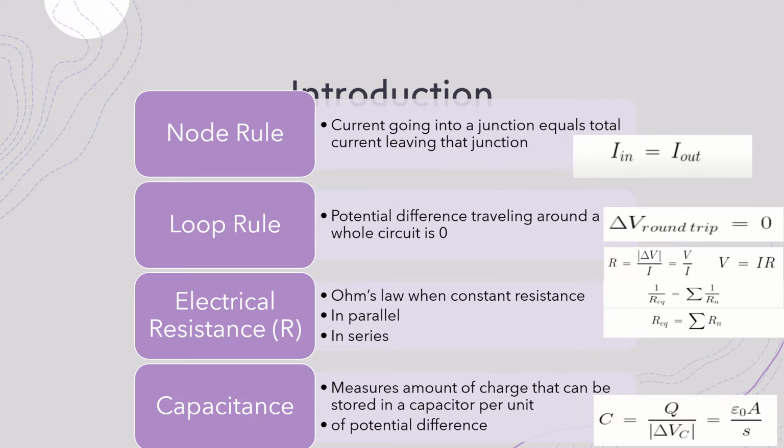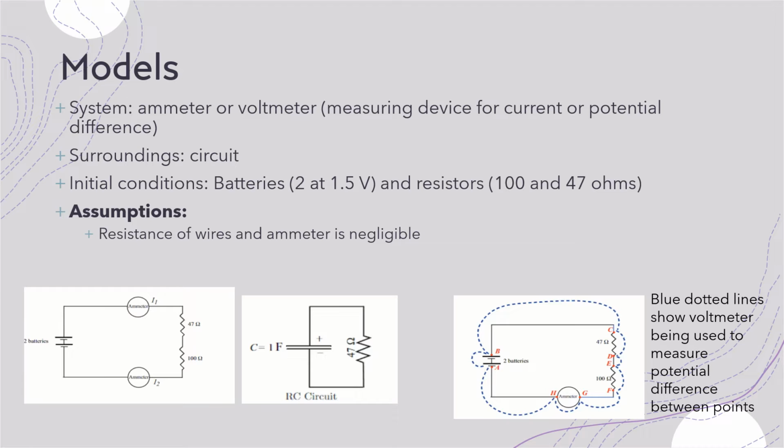Our node rule is that the current going into a junction equals total current leaving that junction. Our loop rule is that the potential difference round trip for a circuit is 0. And for our electrical resistance, Ohm's law is used when constant resistance. And then there's also in parallel and in series equations. And our capacitance, which measures the amount of charge that can be stored in a capacitor per unit of potential difference. For models, the system was ammeter or voltmeter, which are measuring devices.